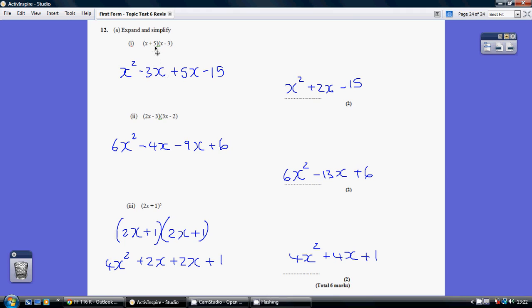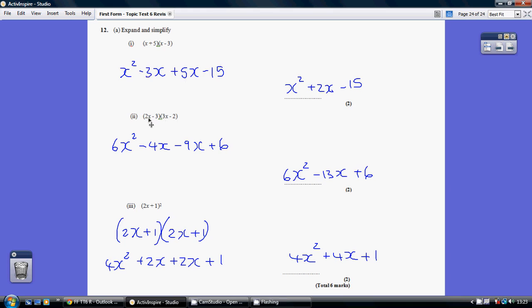Moving on to the 5. 5 times x is 5x. 5 times minus 3 is minus 15. Now, when we gather up these middle two terms, we've got to think number line. We've got to just think how we would be on the number line. Minus 3 and then adding 5 takes us to plus 2. So we have plus 2x. So x squared plus 2x minus 15.